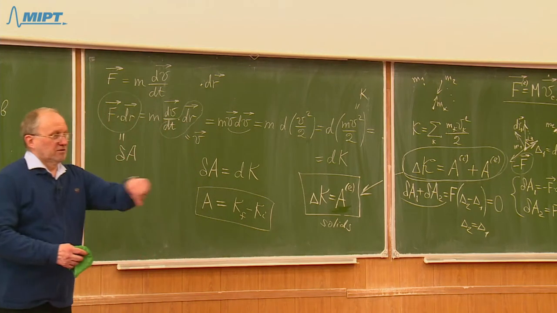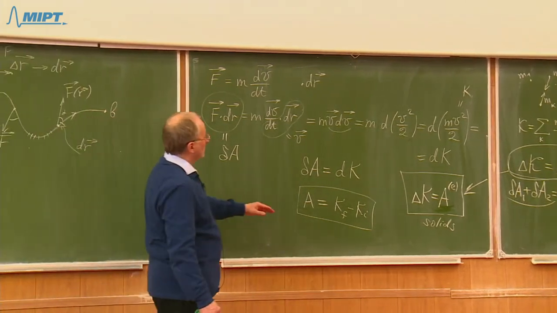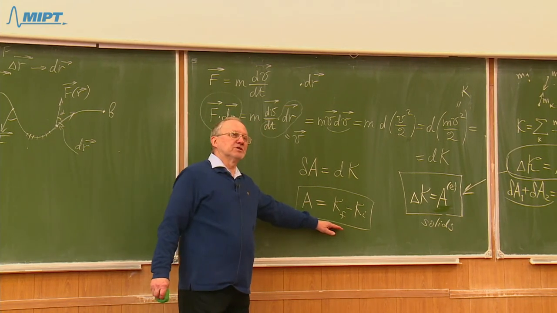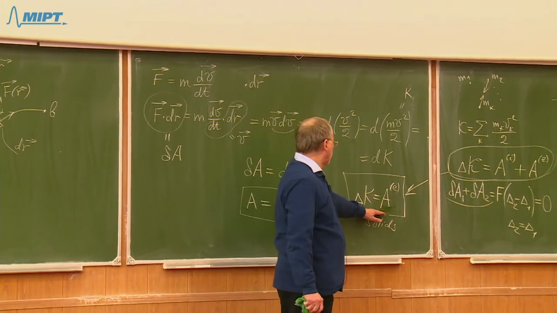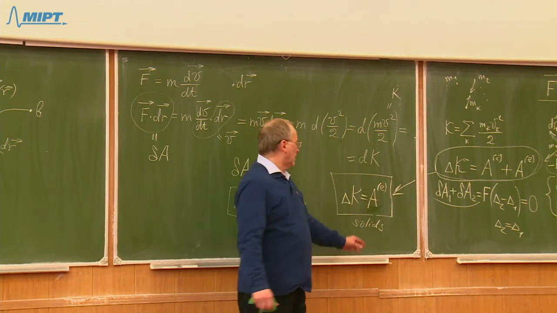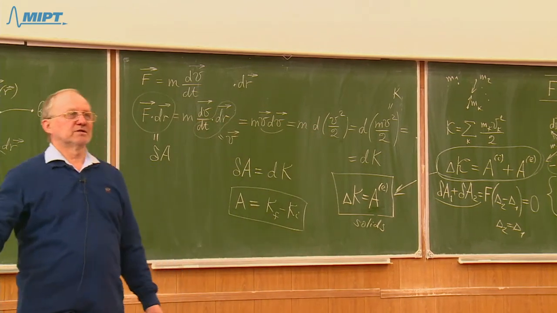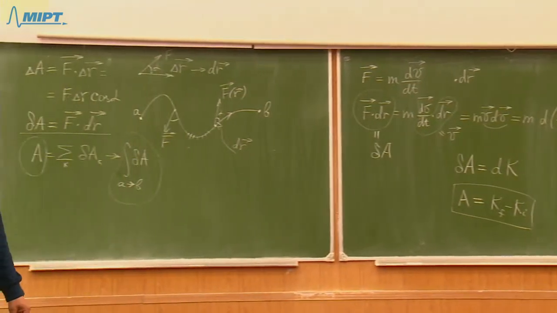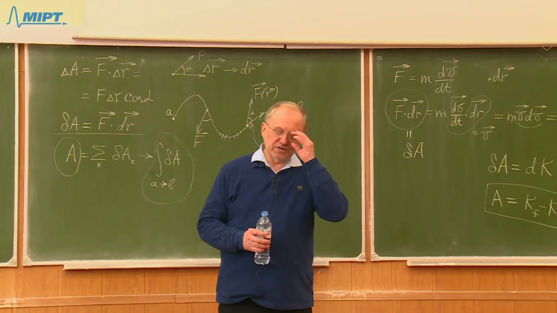So today we have just considered two theorems. The first was a theorem on the change of kinetic energy of a single material particle, and then we considered another theorem, these two formulas for two possible cases, a theorem on the change of kinetic energy of a system of material bodies, not a single particle, but many particles, a system of material bodies.